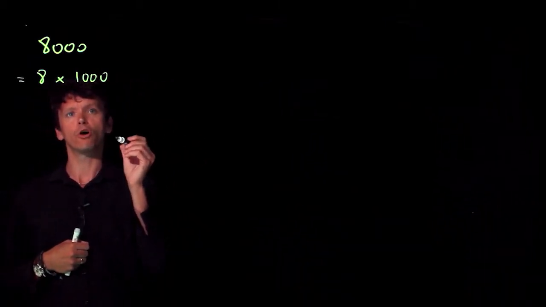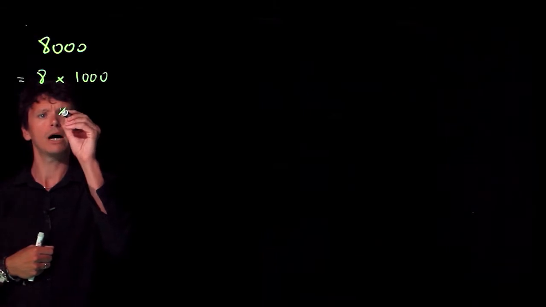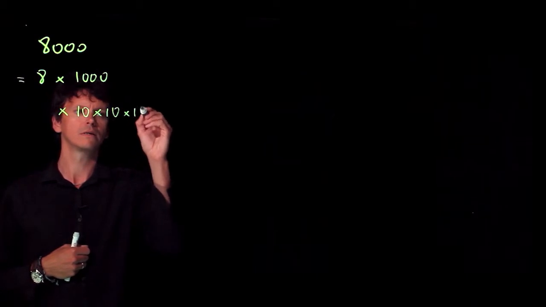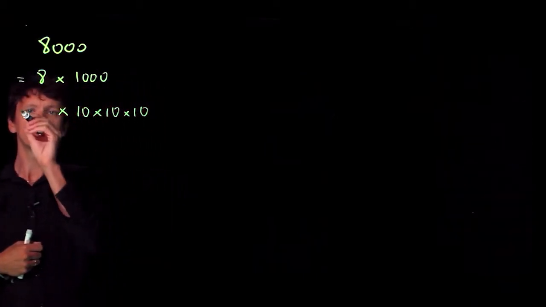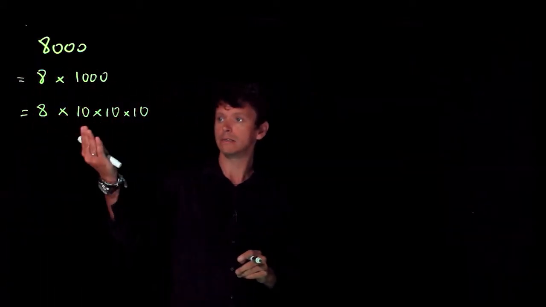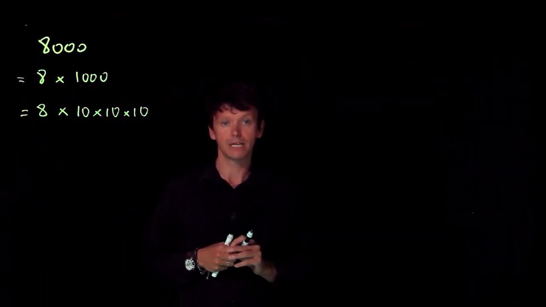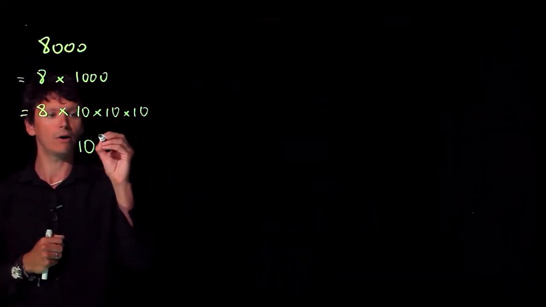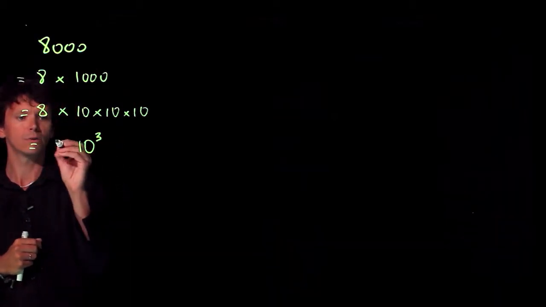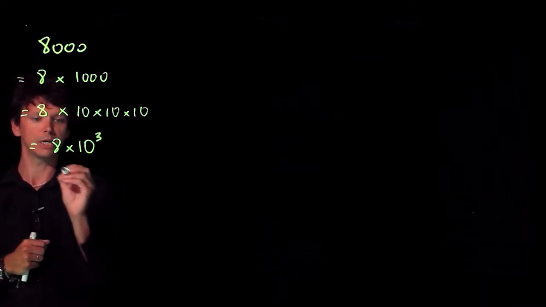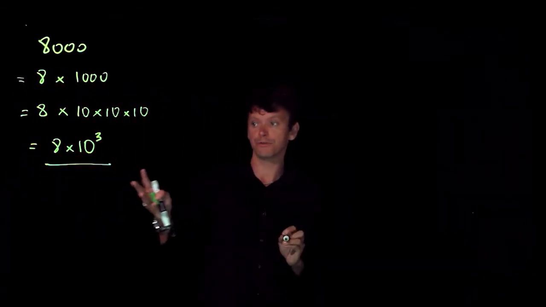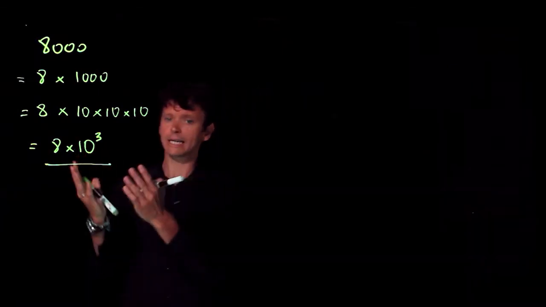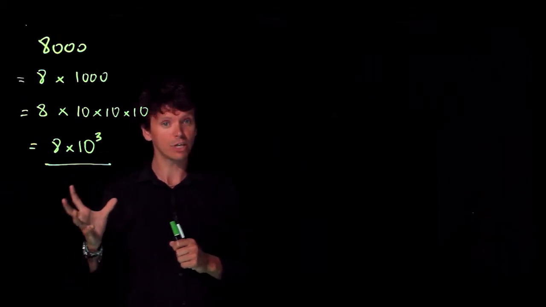We know from what we did in a previous video that 1,000 equals 10 times by 10 times by 10. So what we've got here is 8 times by 10 times by 10 times by 10. And another way of writing 10 times by 10 times by 10, of course, is 10 to the power of 3. So what we've actually got is 8 multiplied by 10 to the power of 3. That means 8,000. And this is called standard form or scientific notation.